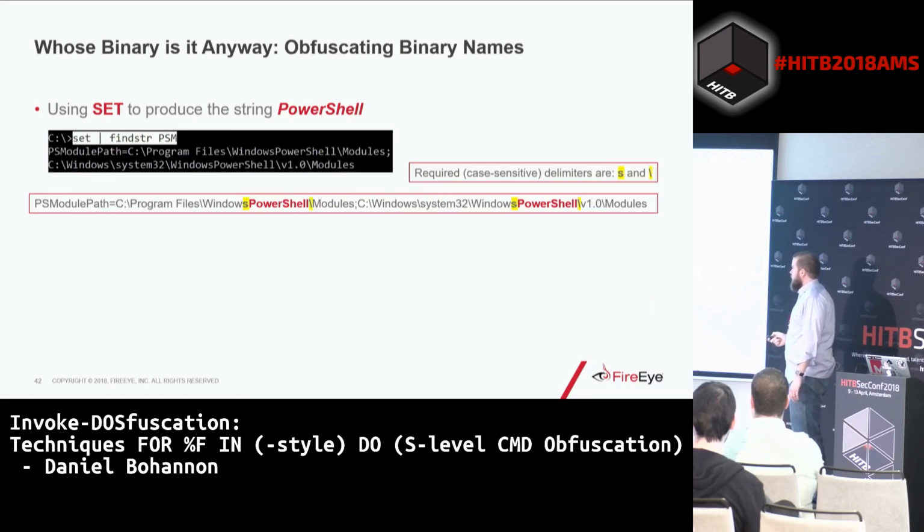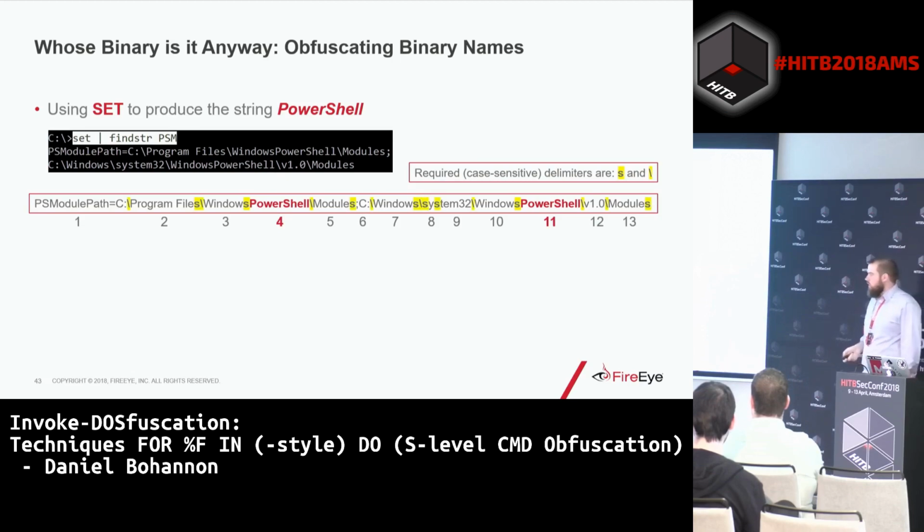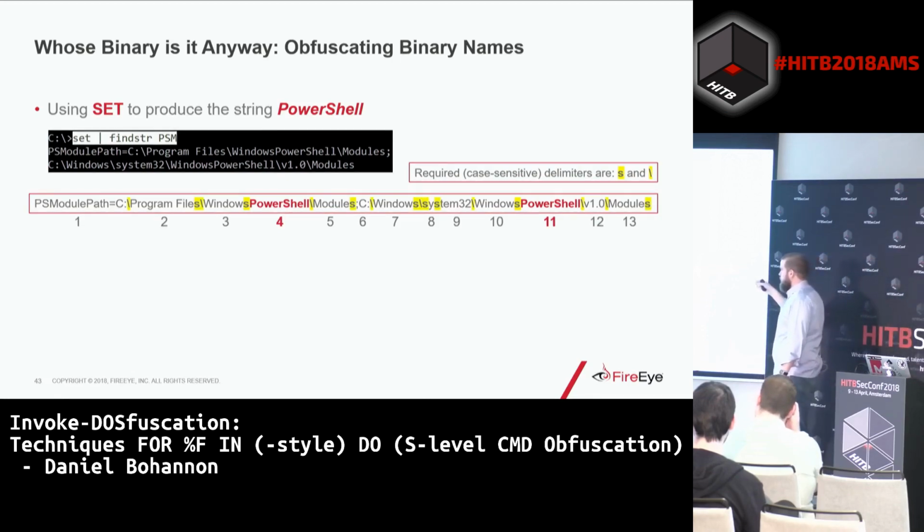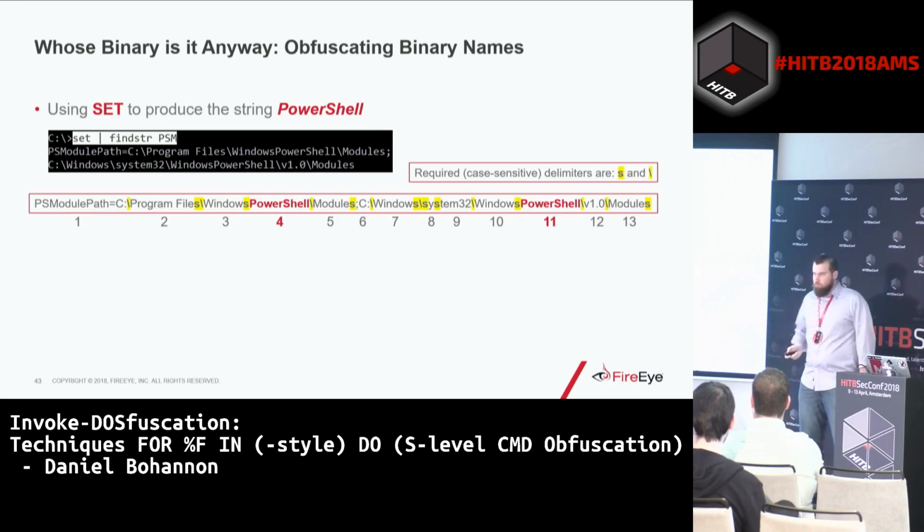So now that we have this value, what we want to do is basically extract the string PowerShell. And in this case, there's two instances. And what we want to do is find delimiter characters that are case sensitive to basically be able to lift PowerShell out of this output. So the lowercase s and the backslash are the characters that are on either side of those PowerShell strings. So if we make those our delimiters, then it actually chops this up. There's a lot of instances of s and backslash. So it chops this up into 13 pieces, where the 4th and the 11th piece are the ones that we're interested in. Now, how do we actually run this on the command line and lift these out?